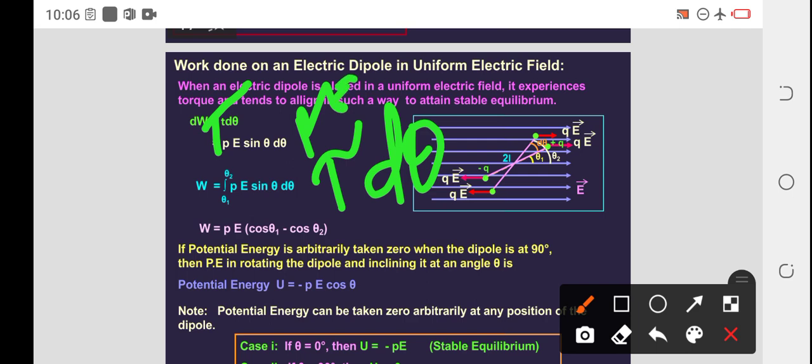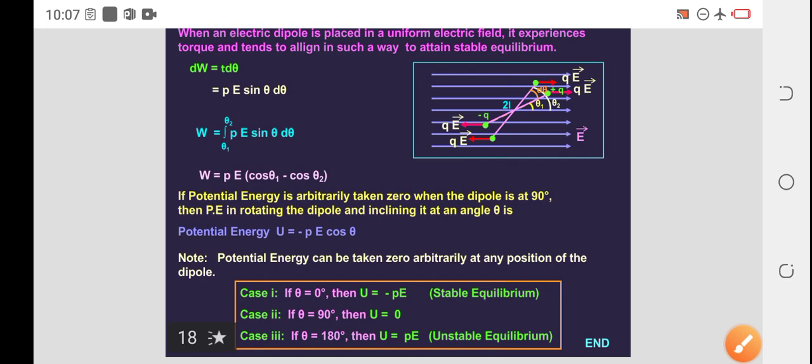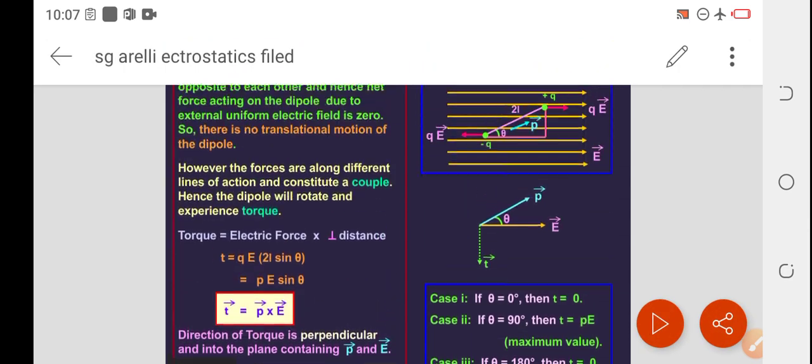Now replace here: W equals the integration from theta 1 to theta 2 of pE sin theta d theta, where theta 1 is the lower limit and theta 2 is the higher limit. Therefore, W equals pE (cos theta 1 minus cos theta 2). If the potential energy is arbitrarily taken as 0 when the dipole is at 90 degrees, then the potential energy in rotating the dipole and inclining it at an angle theta is minus p E cos theta. Therefore, potential energy can be taken as 0 arbitrarily at any position of the dipole. Thank you.